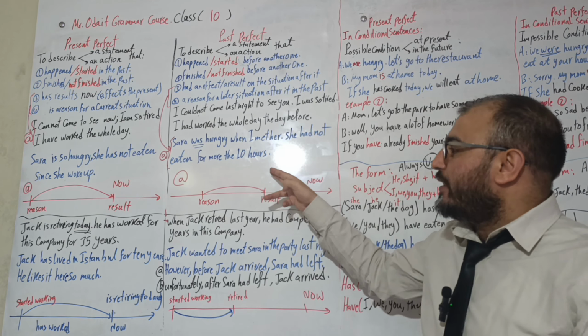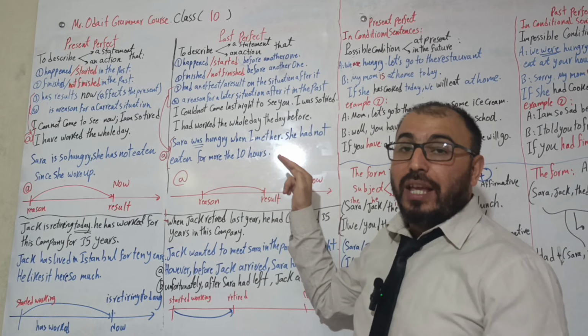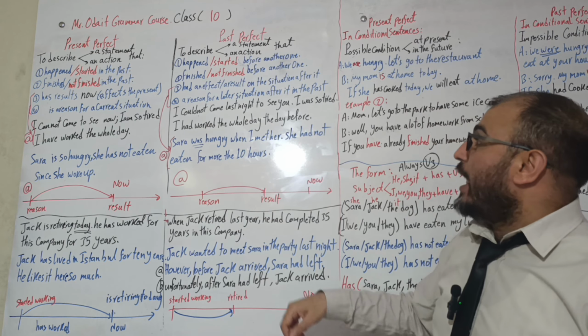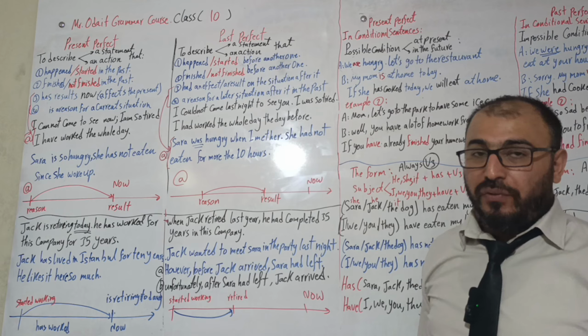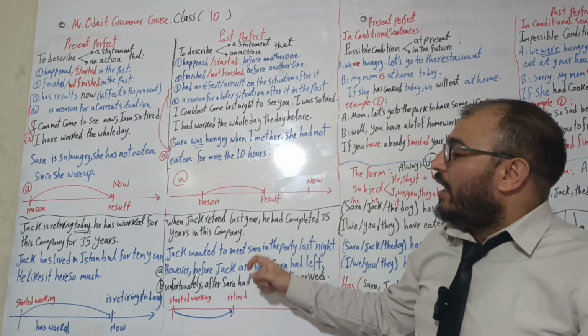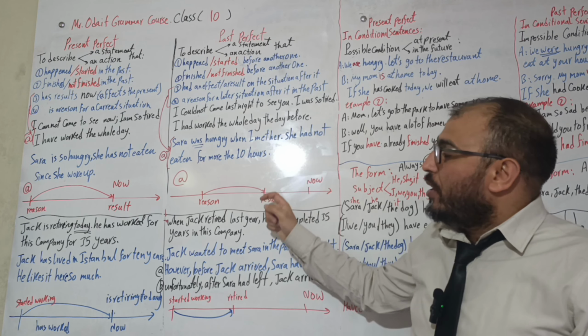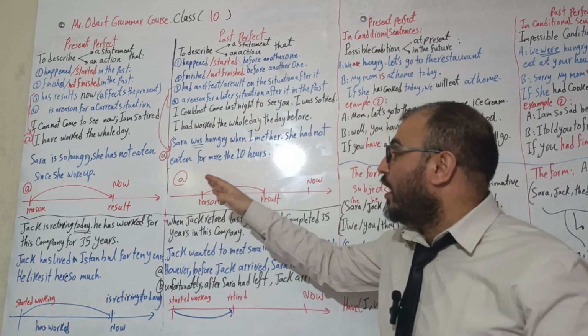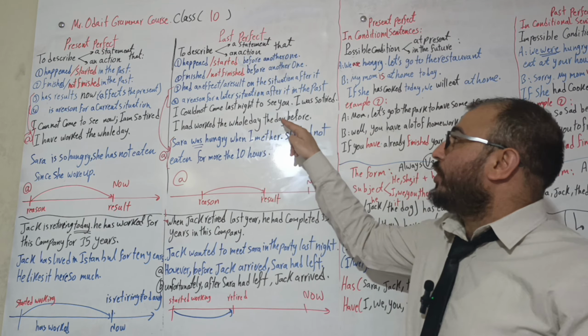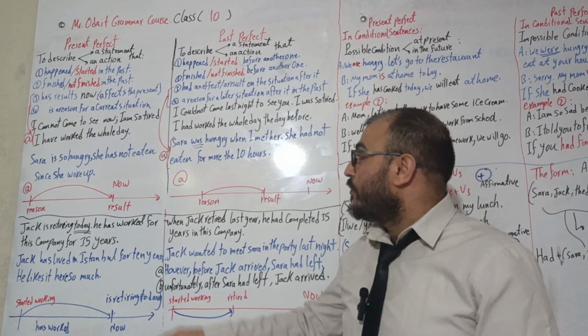Why was I tired? Because something happened before that. I had worked the whole day before. So last night I couldn't come to see you because during the whole day, which was before that night, I had worked the whole day before it.